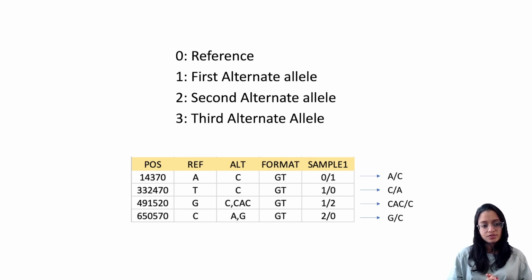Let's take a look at another example. Let's look at the last line, and again we have multiple alternate alleles there, and the genotype of the sample is 2/0. So that position in one of the chromosomes has base G. 2 represents the second alternate allele, so that is G, and the other chromosome would have the base C, which is the reference allele, represented by 0 at that position.